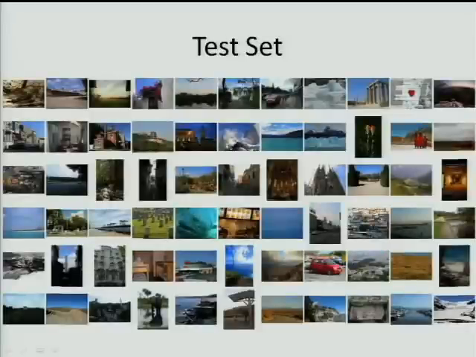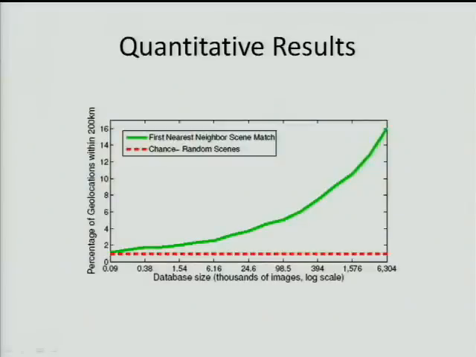you saw the data set, right? It's pretty challenging. As you decimate the data set down to nothing, then performance goes to chance. Chance works out to be 1% in our case. If you take two random geotagged Flickr images, there's a 1% chance that they'll be within 200 kilometers of each other.